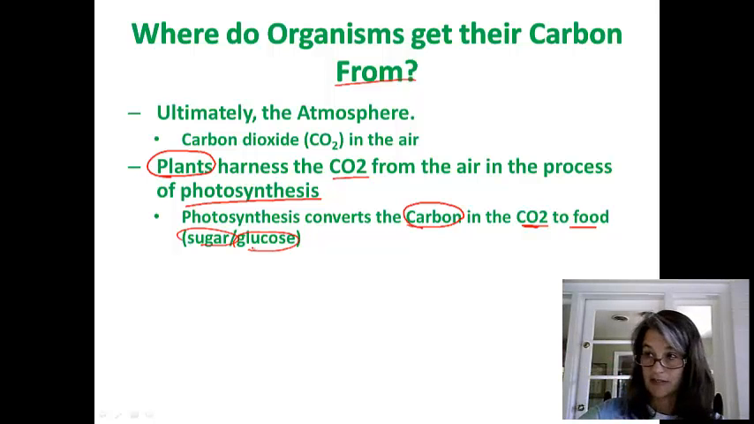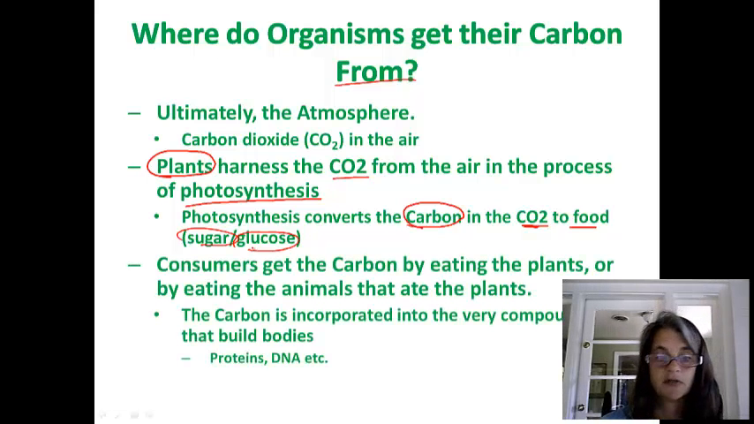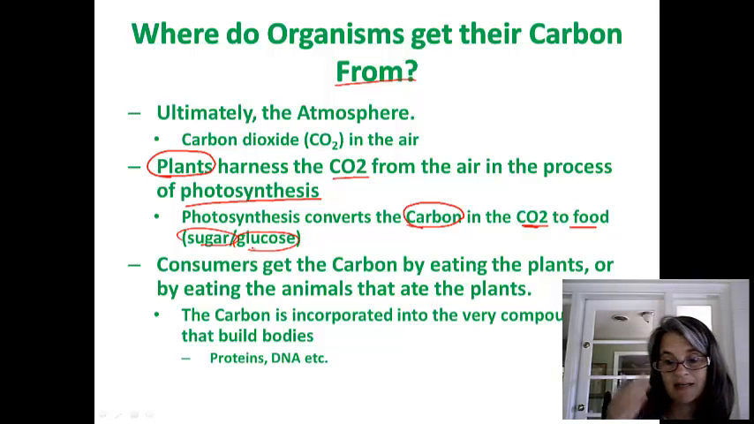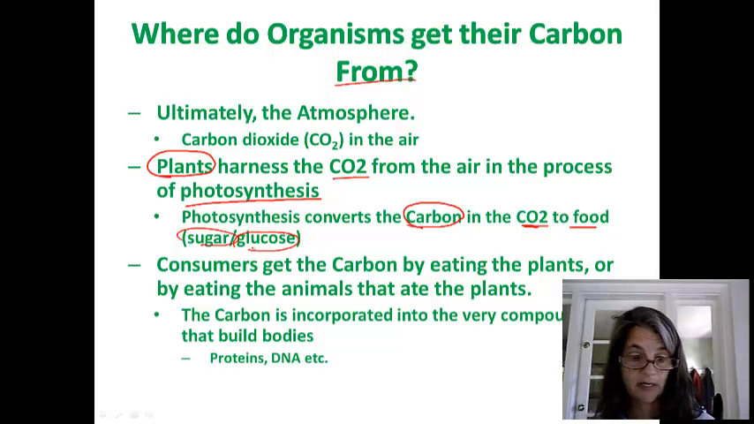So the carbon that floats around in the atmosphere that we can breathe in, but unfortunately we can't really use it that way. We exhale carbon dioxide. We can get this carbon because plants take it in, convert it to sugar, and then we eat the plants, okay? So consumers get carbon by eating the plants or by eating other animals that have eaten the plants, okay?